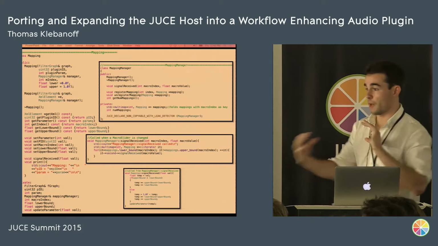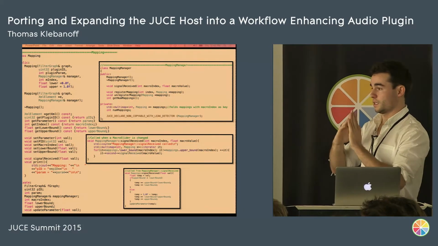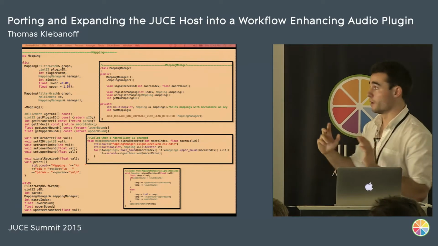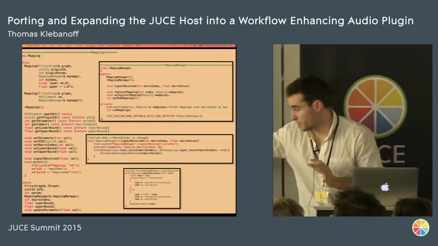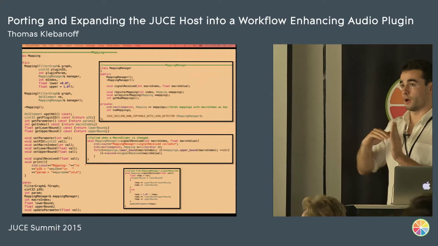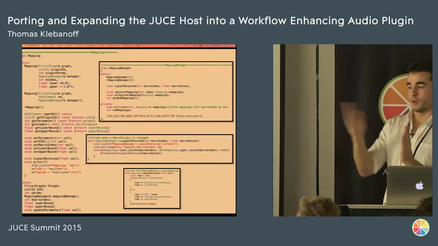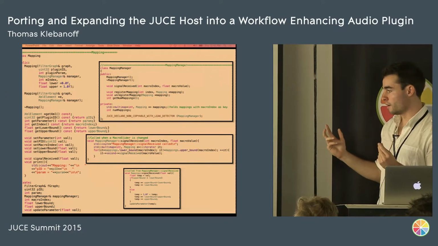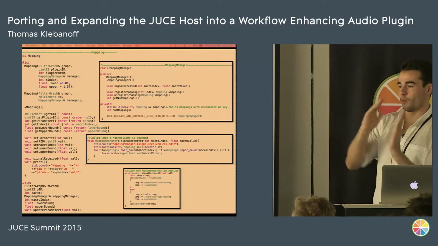So then when each mapping gets the value, it has to scale it based on its upper and lower bound. And so that's what this function will do. It basically makes it so that it'll turn the knob where you want it to turn.